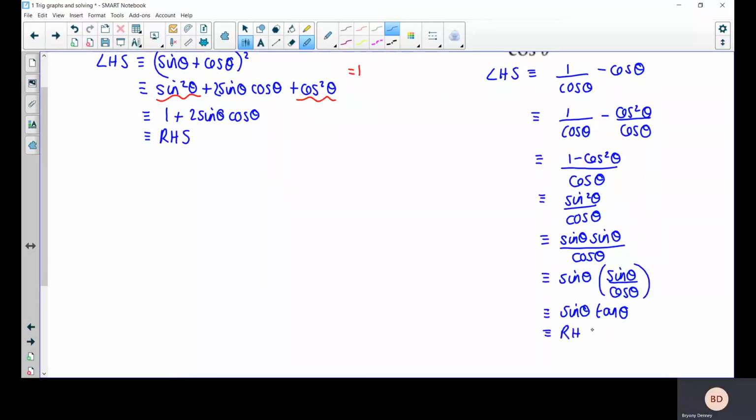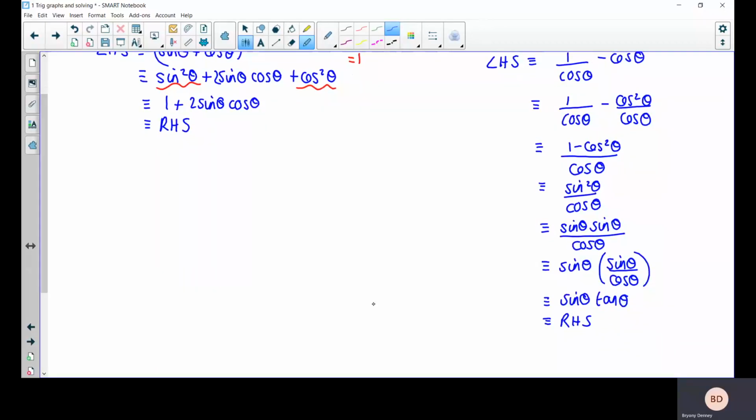Now, it wasn't the nicest question. You could have started with the right-hand side here, changed your tan theta into sine theta over cos theta, multiplied to get sine squared theta over cos theta, change sine squared theta into 1 minus cos squared theta. You'll still have your cos theta on the bottom. And then you could have split up your fraction and then be left with the left-hand side.